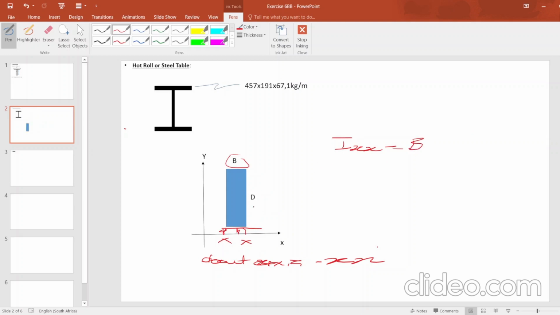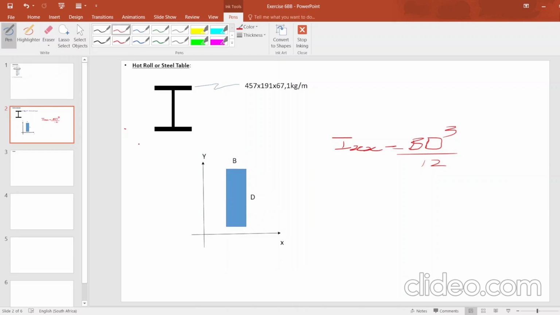Then you will cube the depth of the beam, the length of the beam. And the length of the beam is on the Y. This is your X, this is your Y. Then it will be D cubed divided by 12. We said that this is how you calculate the IXX.